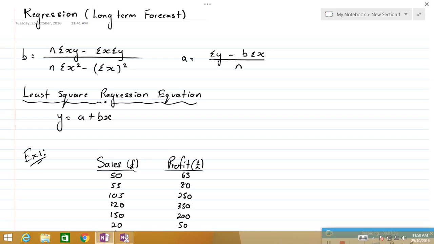Normally it will be used for what? Forecast the sales, profit, cost, anything related to business. It can be sales, profit, cost, and whatever. But this formula cannot be used to forecast what? Share price, currency, commodities. In other words, you cannot use this to play forex. You can't.